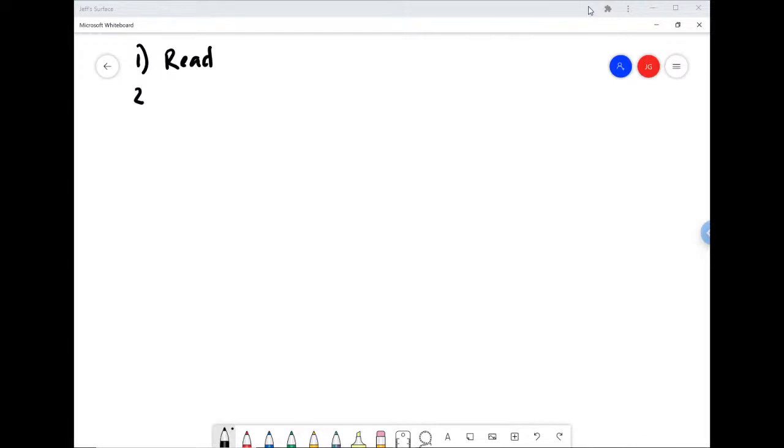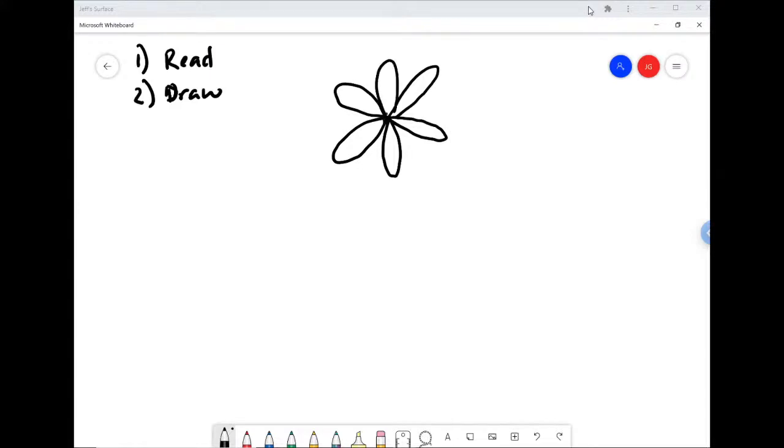Okay, step 2, draw a picture. And so here, there's a fan, and the fan has blades. Oops. Wow, that's horrible. I'm trying to be too fancy. You have a fan that has blades. There we go. They're all supposed to be the same size.